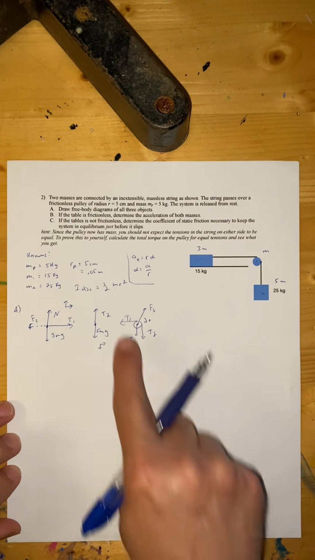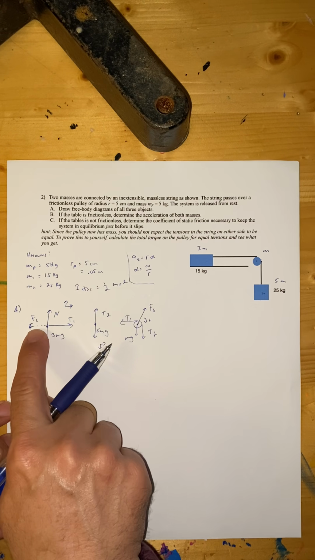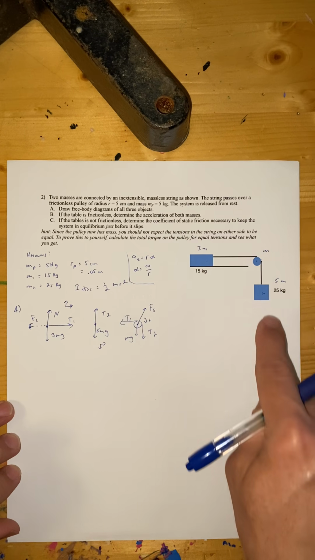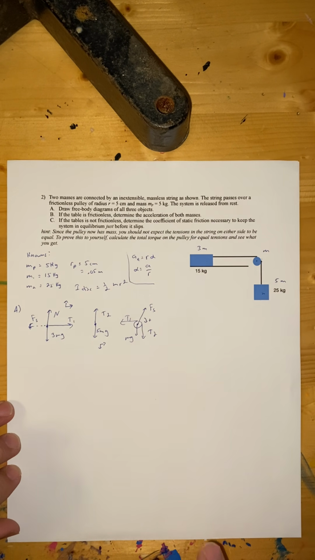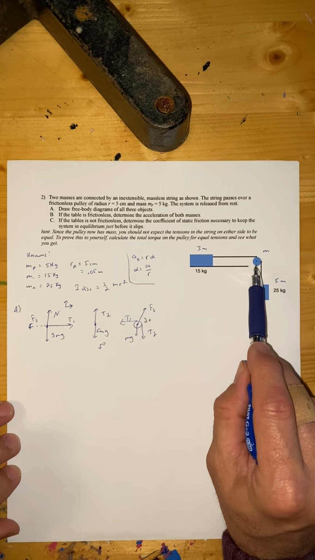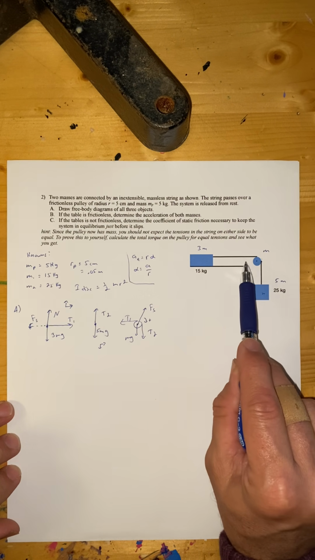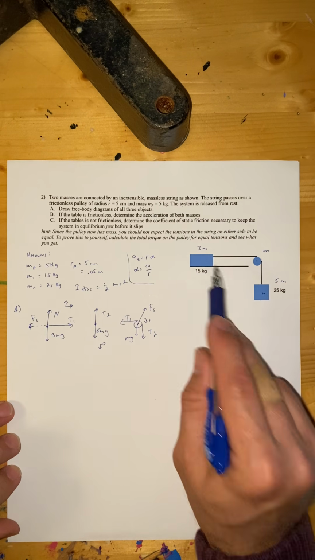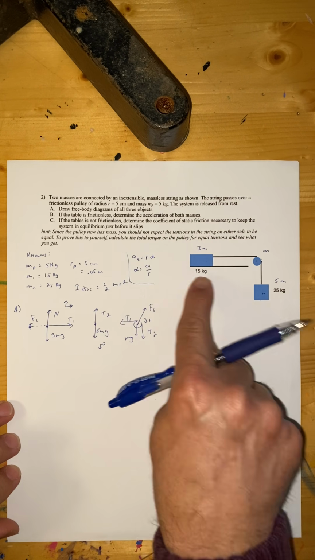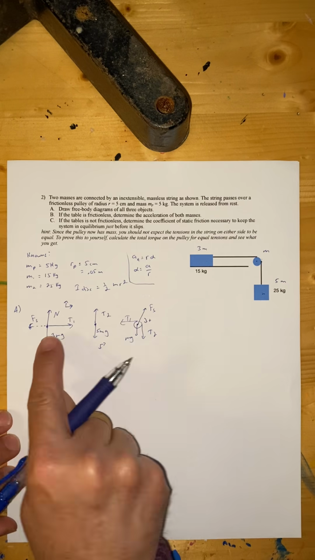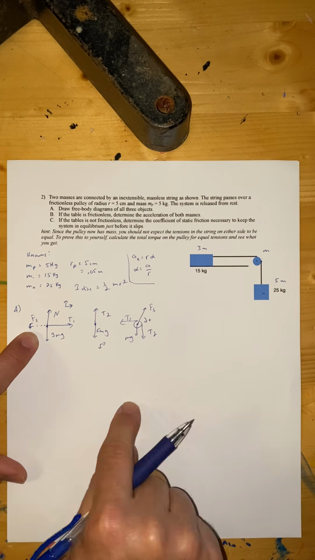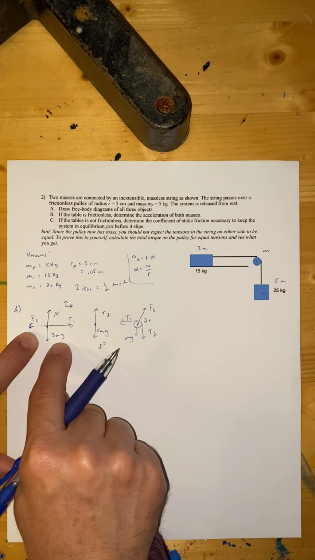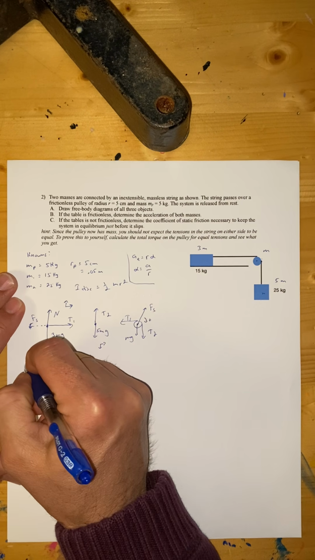What about part B? If the table is frictionless, so we're ignoring this, determine the acceleration of both masses. That would be these two. Well, again, I'm going to couple these up by looking at the angular acceleration of the pulley. So let's write Newton's law for all three of these. For this mass, I'm going to get, or just reading off the free body diagram, in the x direction, I don't think I need to worry about the y direction just yet. But you know what? We'll do it because we'll need it for part C.